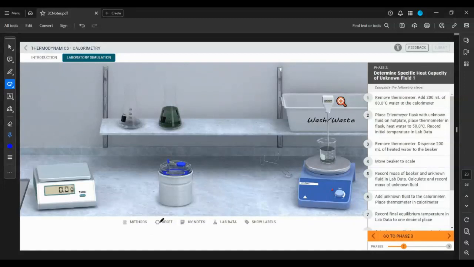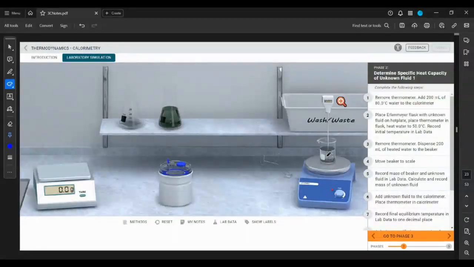Okay, so now we're going to try to find the specific heat for an unknown fluid. Notice that we've got, well, I guess we will have eventually a water sample again, but right now we've got this green sample of a fluid. No idea what that is. So hopefully through finding some values, we can go and calculate.